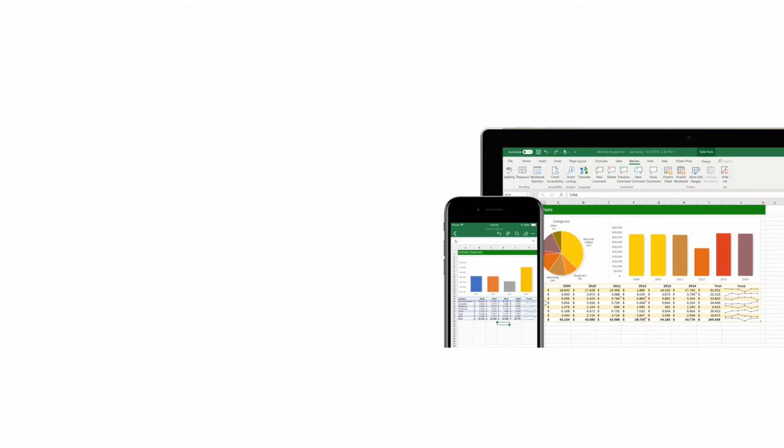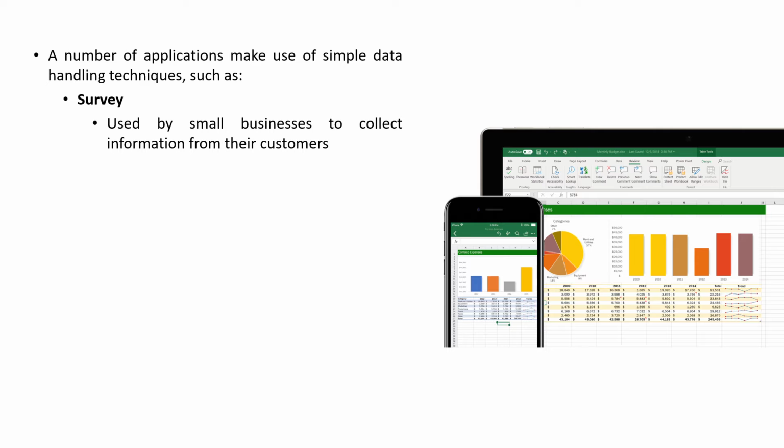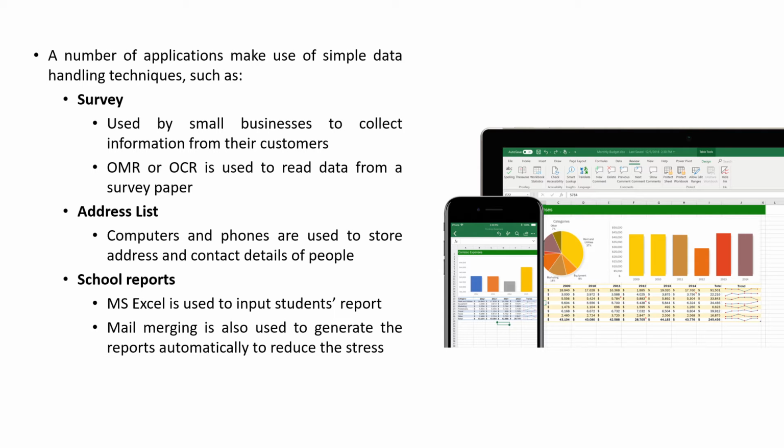So next is data handling applications. A number of applications make use of simple data handling techniques, such as surveys, used by small businesses to collect information from their customers. OMR, which is optical mark reader, or OCR, which is optical character reader, is used to read data from a survey paper. Address lists: computers and phones are used to store addresses and contact details of people. School reports: Microsoft Excel is used to input a student's report. Mail merging is also used to generate the reports automatically to reduce the stress and time.